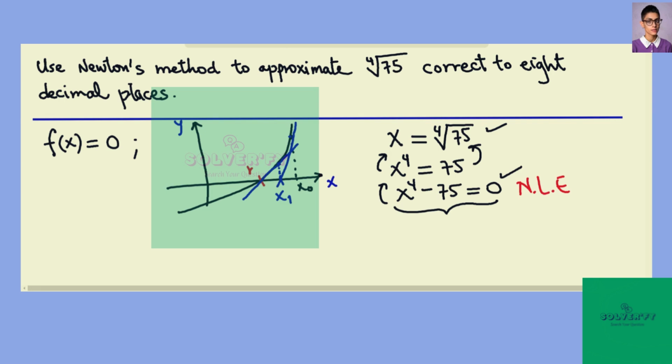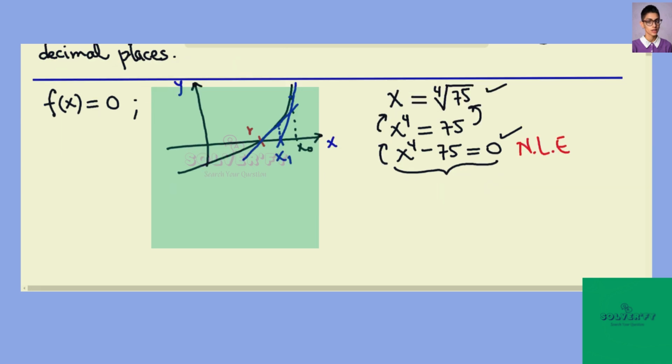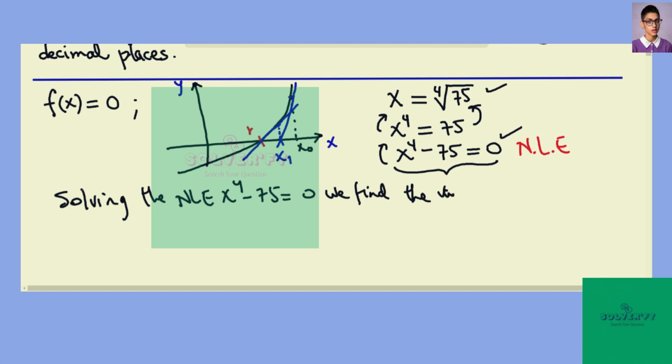Okay, so we have to solve the nonlinear equation. We find the value fourth root of 75, and the proof is here. The two equations are equivalent. Well, that said, now we know that our function f of x is x to the fourth minus 75.